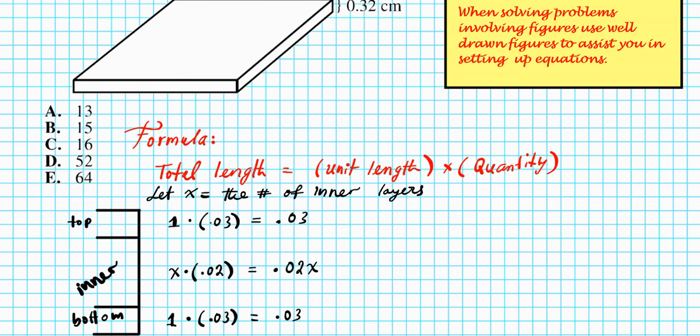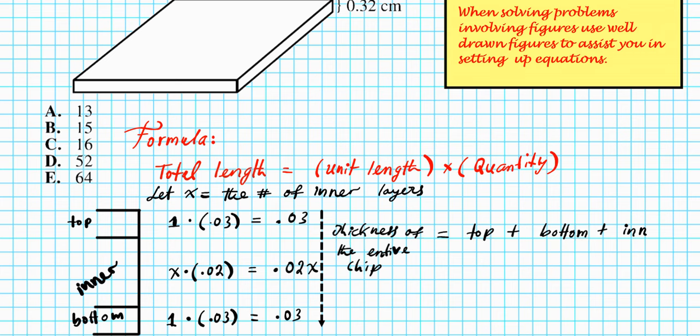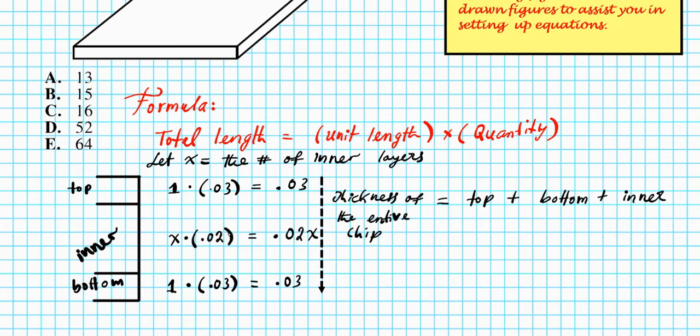So what is the thickness of the entire chip? Let's write it down: thickness of the entire chip. It's going to be the top layer plus the bottom layer plus the inner layer. Add all three together, and that will give us the thickness of the entire chip.